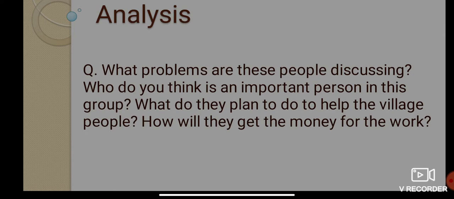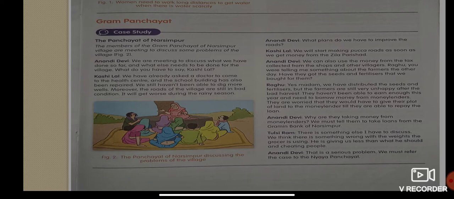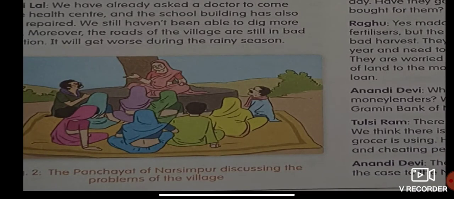So listen carefully. These people are the members of the Gram Panchayat of Narsimpur. They are discussing the condition of roads, the problems of farmers who had a bad harvest, and also a grocer who has been cheating people in the village. Similarly, Anandi Devi is the sarpanch of this Gram Panchayat, as you can see from the given picture.